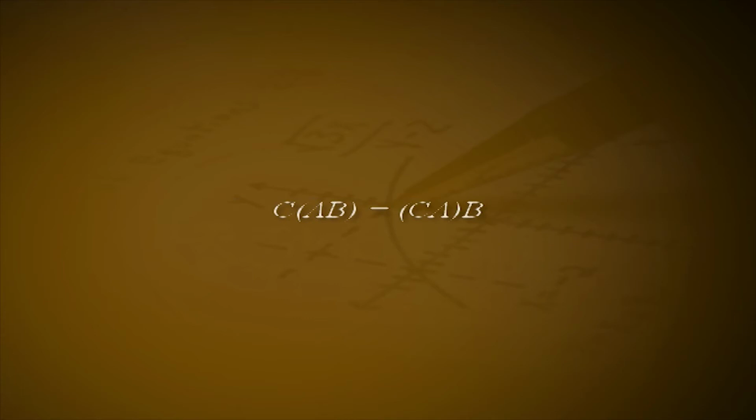But C(AB) = (CA)B by the associativity of matrix multiplication. So by equations 5 and 6, we get C = B. Hence the inverse of a matrix, if it exists, is unique. Notation. Theorem 4 assures us that if a matrix A has an inverse, then it is unique. We denote the inverse of A by A inverse.